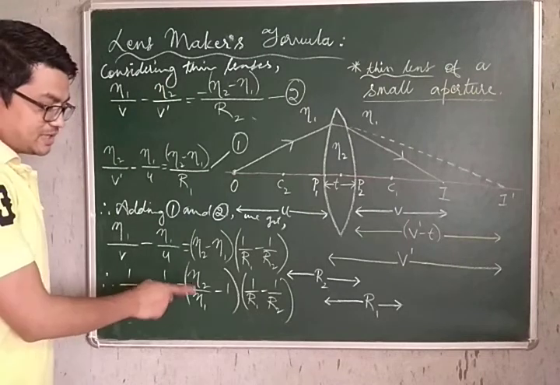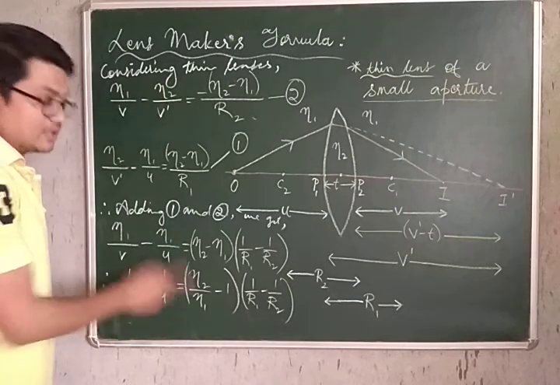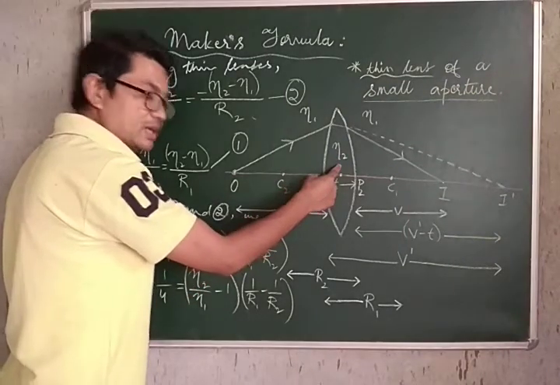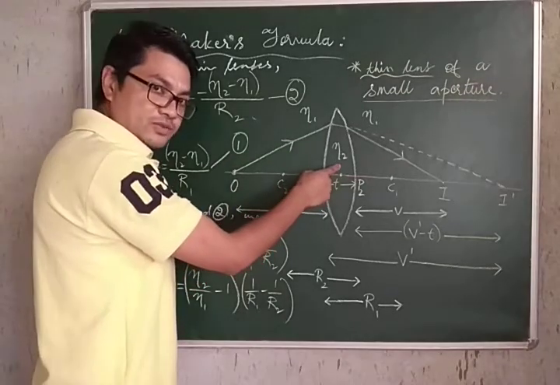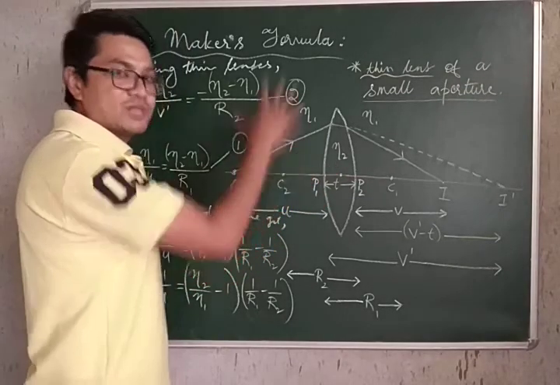Now, what is eta 2 by eta 1? Eta 2 by eta 1 is the refractive index of the second medium with respect to the first, so to say, the refractive index of the material of the lens with respect to the surrounding medium.